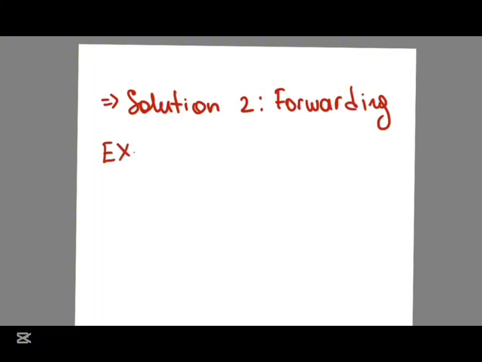A better and more efficient solution is forwarding, also known as bypassing. Instead of waiting for the write-back stage, the result is taken directly from the execute or memory stage. This allows instruction 2 to use the correct value without stalling the pipeline.